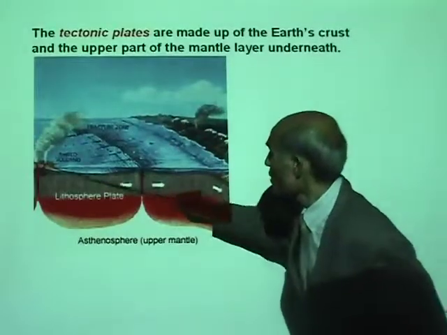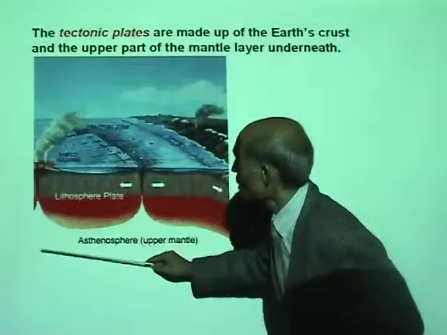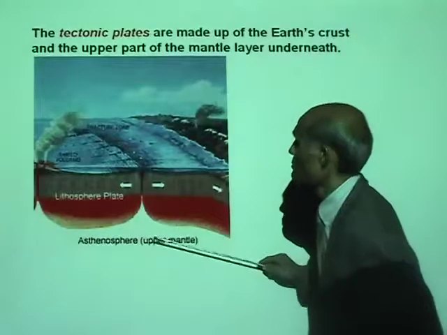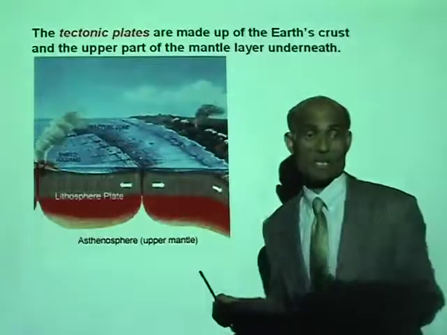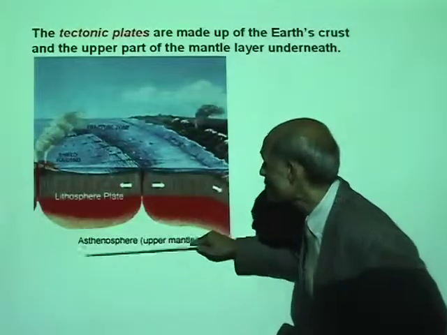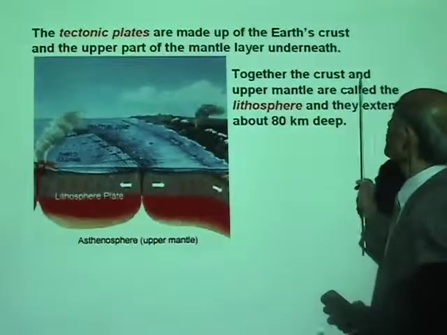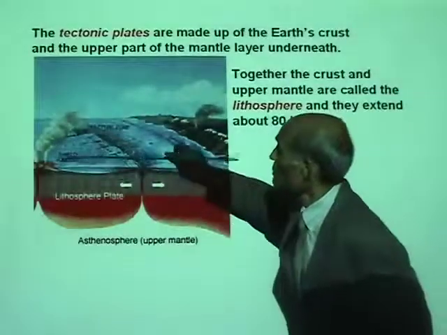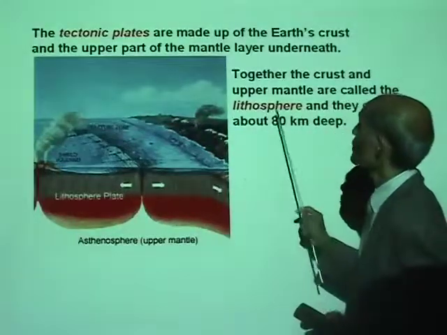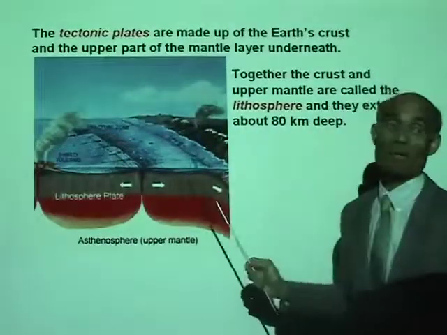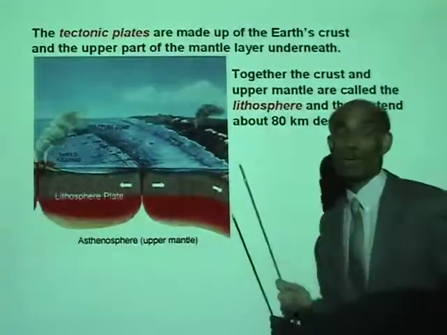Now, if this is, say, the tectonic plate, the part of the mantle which is closer to the crust is called the asthenosphere, the upper mantle. All right. Now, together the crust and the upper mantle, this is the crust and this is the upper mantle, together are called the lithosphere. That means the tectonic plates are actually made by this layer called the lithosphere.